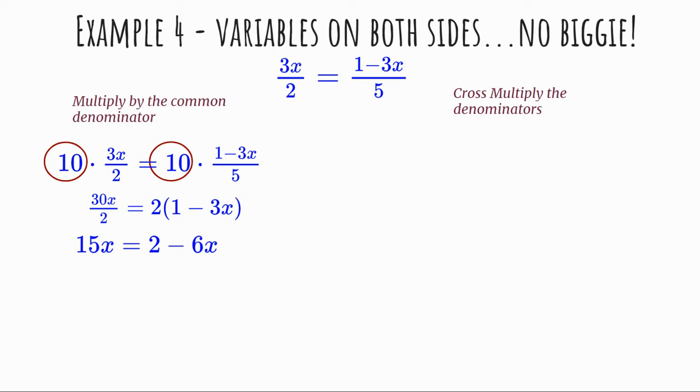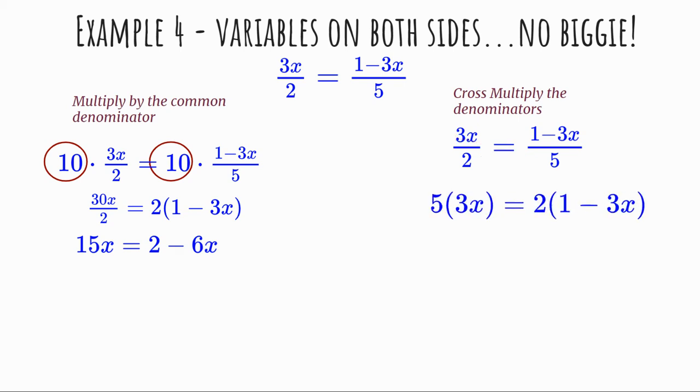I'm going to pause this method for a moment and show you the key idea of the cross multiplication method. So as the name implies, we cross multiply. We multiply the denominator of the left side by the right side and multiply the denominator on the right side by the whole left side. This has the same effect as multiplying by the common denominator.